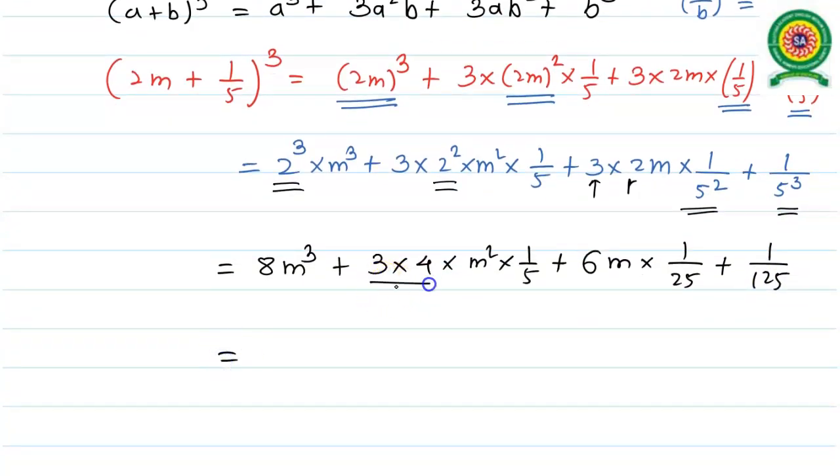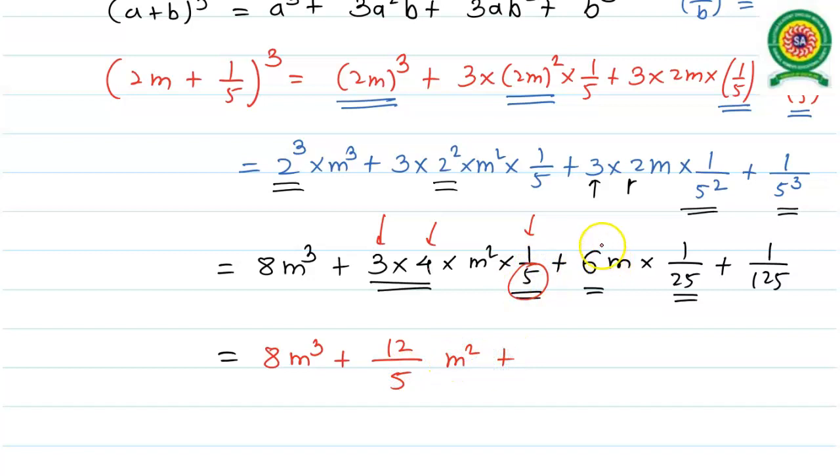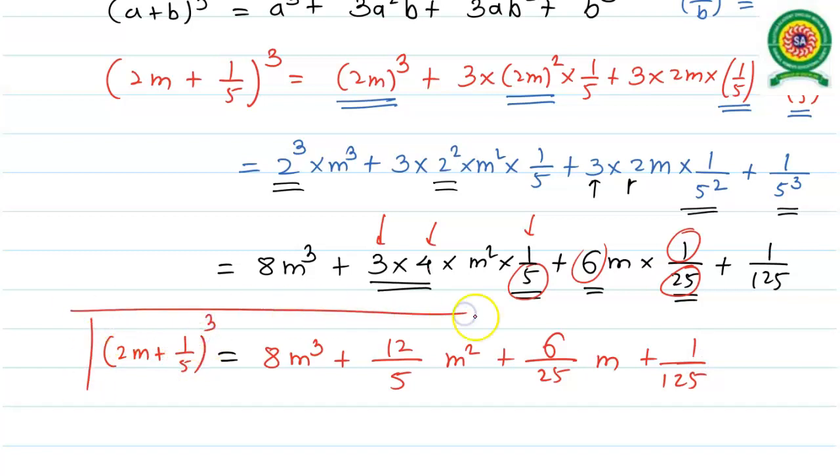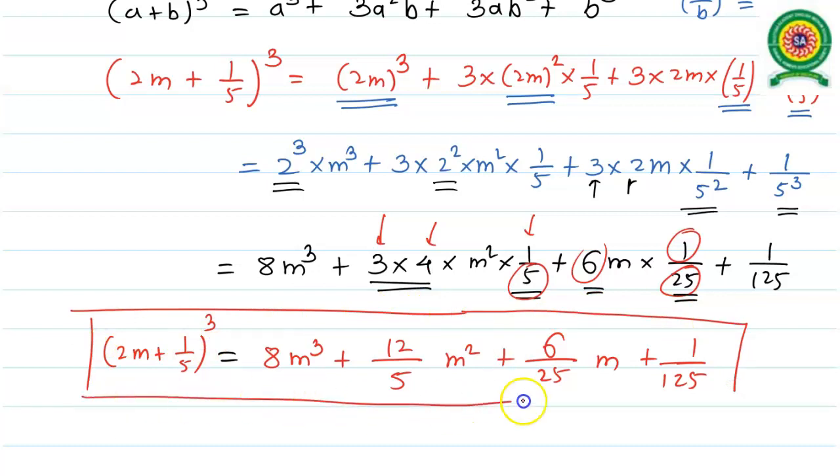Now let us simplify whatever multiplications we have for the numbers, so that we get 8m cube, plus now 4 3s are 12 and 12 ones are 12, so we get 12 divided by 5 into m square as it is, plus 6 ones are 6 divided by 25 times m as it is, plus 1 upon 125. So the cubic expansion for 2m plus 1 upon 5 is of the form 8m cube plus 12 divided by 5 times m square plus 6 divided by 25 into m plus 1 upon 125.